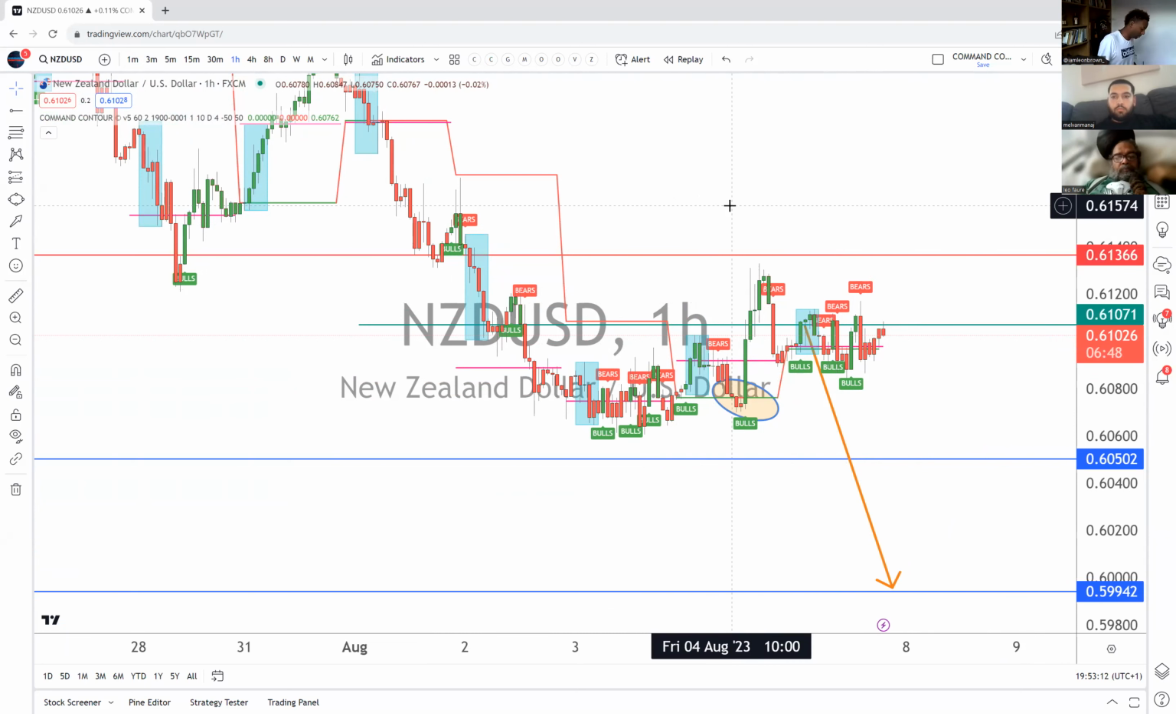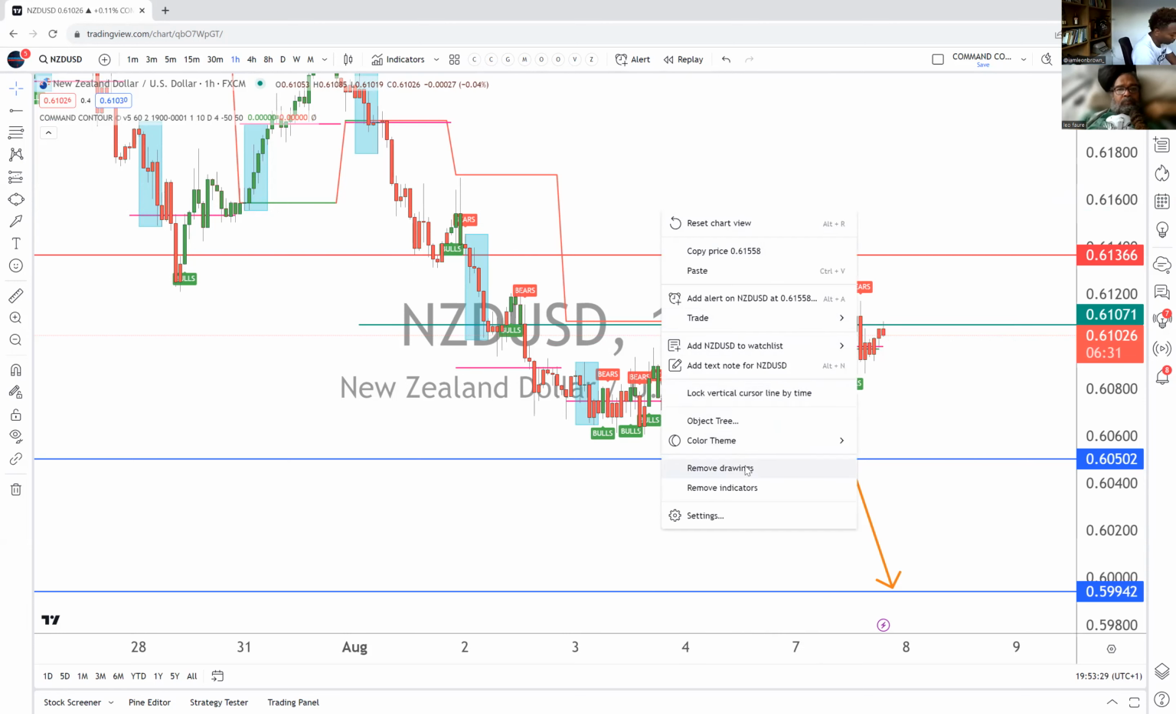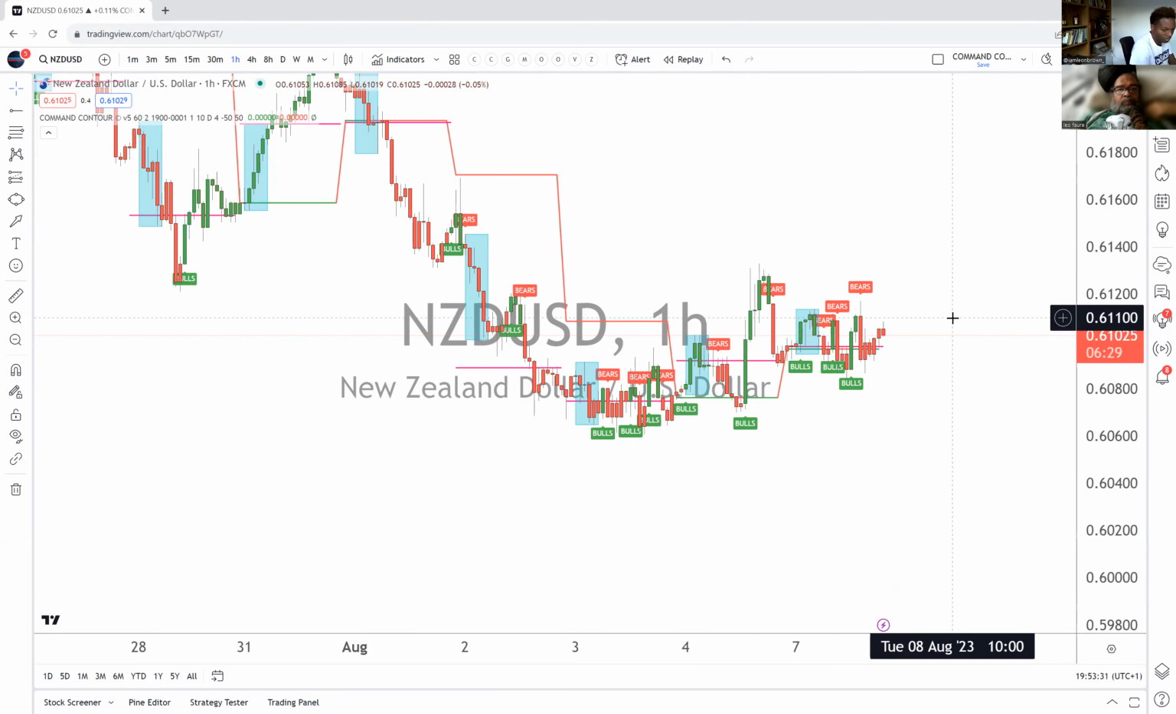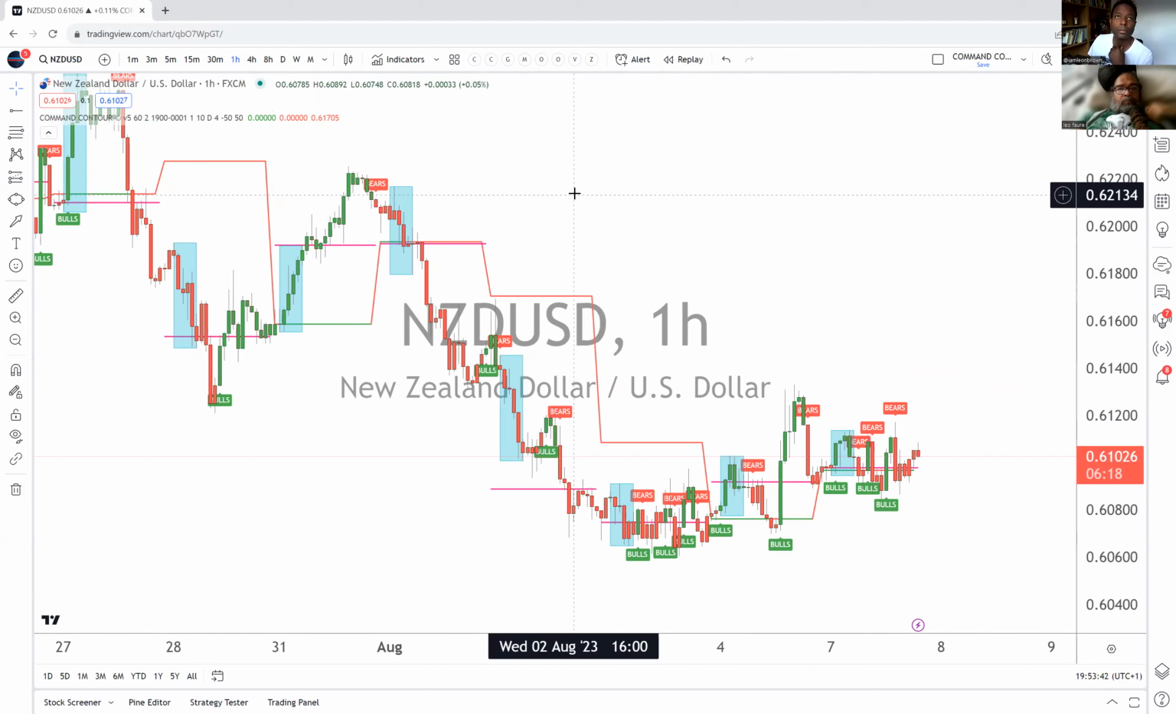Belen, a quick question, if I may. You're currently on New Zealand dollar, US dollar, 1 hour time frame. So I would imagine that the command console setup is time frame specific. So those lines and those bull and bear signals are for the 1 hour time frame. Yeah, the bulls and bears will be for the 1 hour time frame.